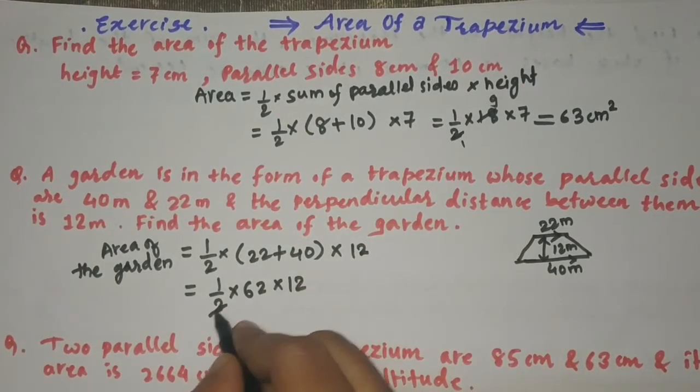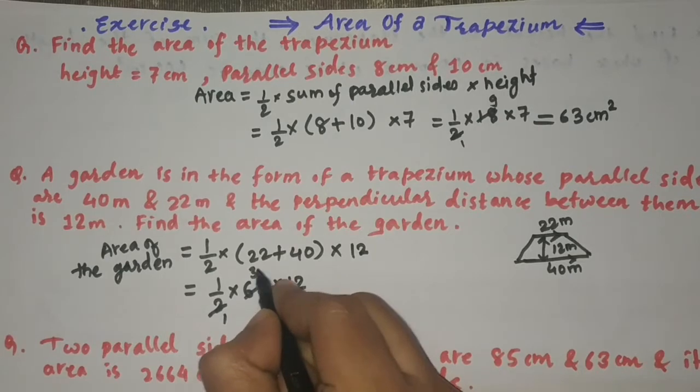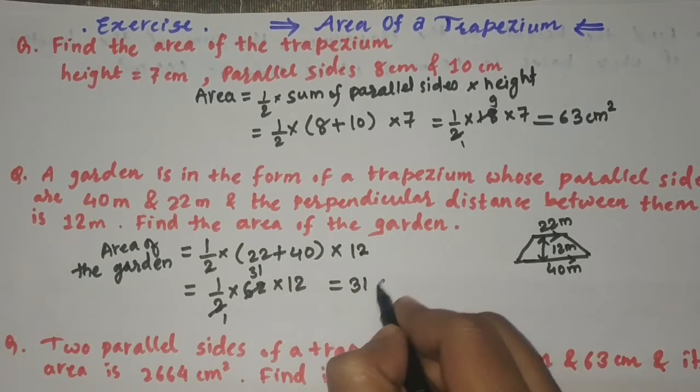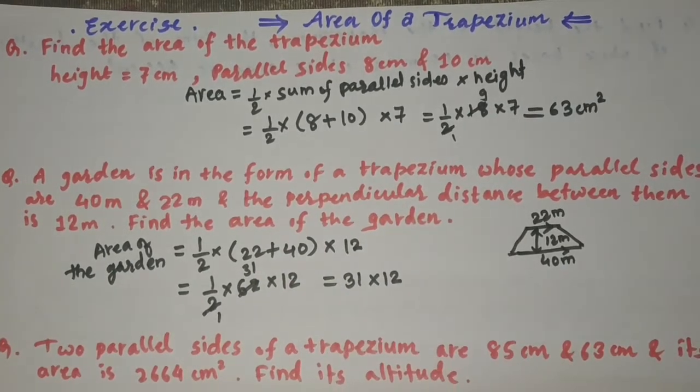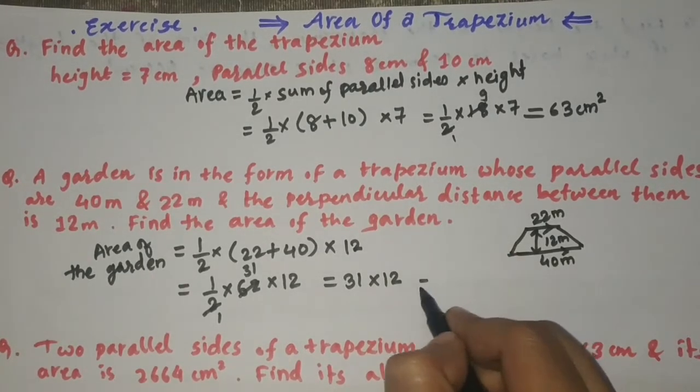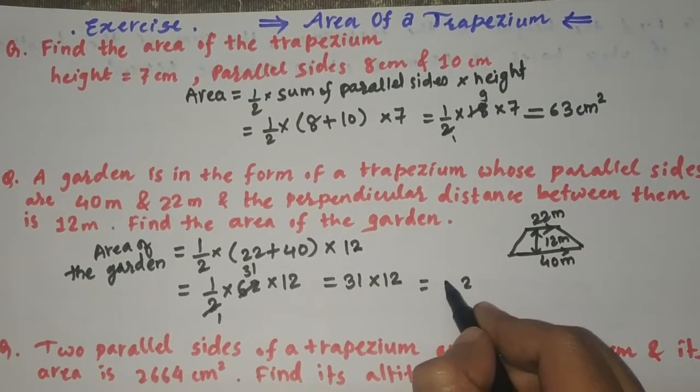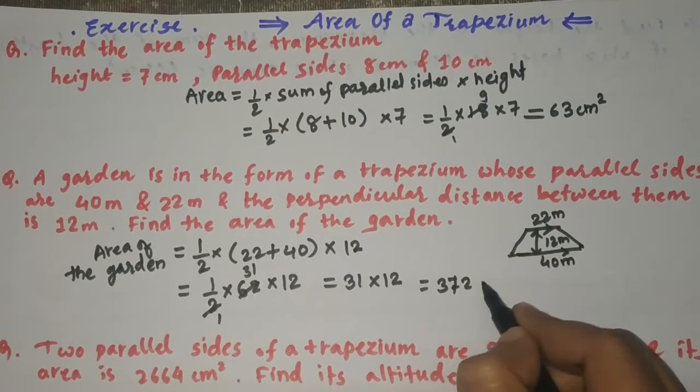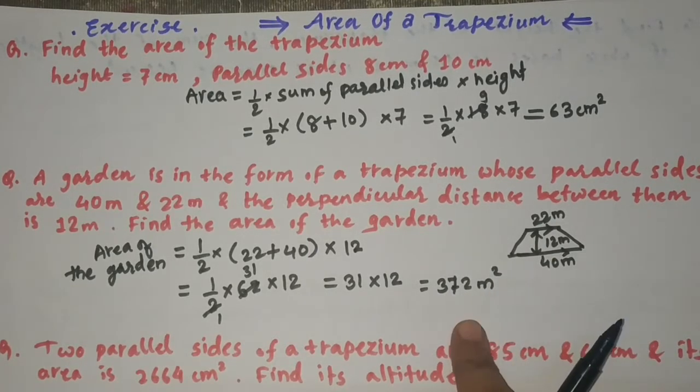Just simply do this calculation. So 31 we have to multiply by 12. So here we'll get 372 meters square. This is the area of this garden.